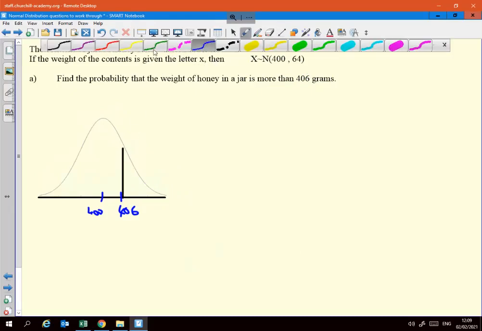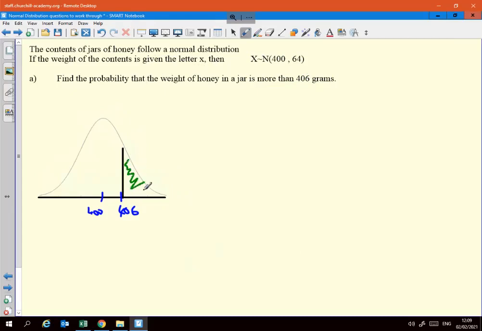And then I'm going to try and use a system where I'm going to shade in the bit that I want in green. Green is the bit I want. So more than 406 means I'm looking for this part here. Probability is linked to the area. So if I can find the area of this section, that'll do the job for me.